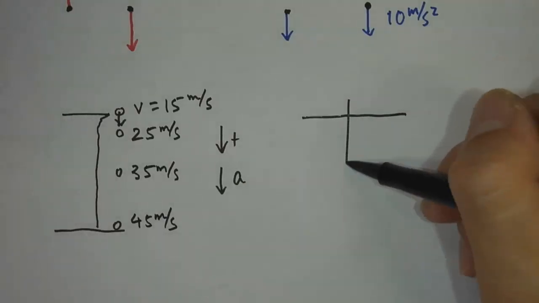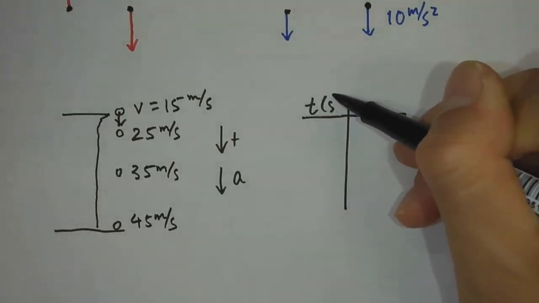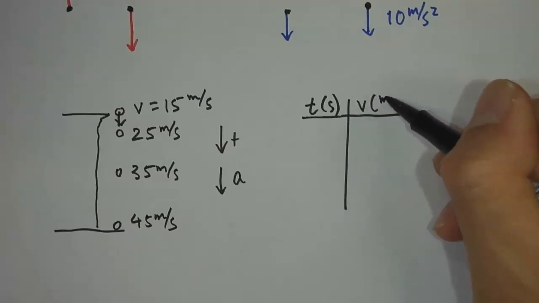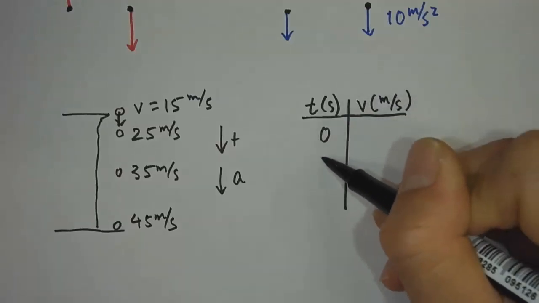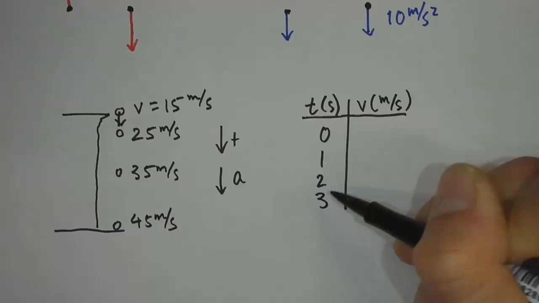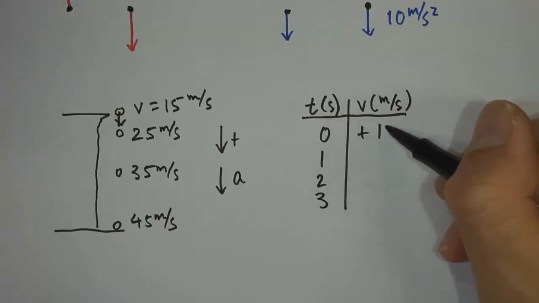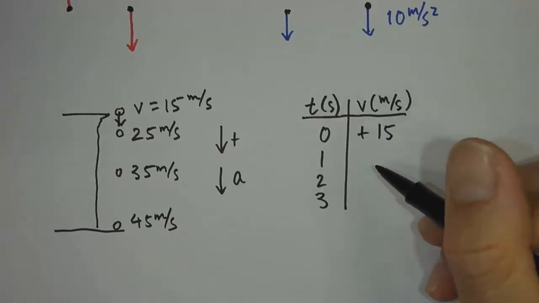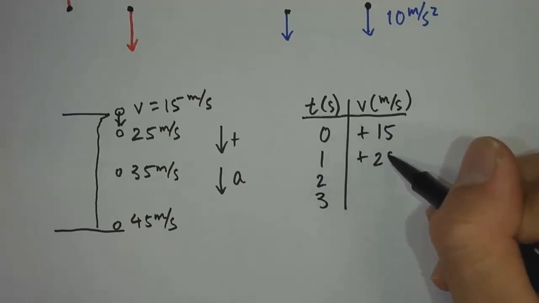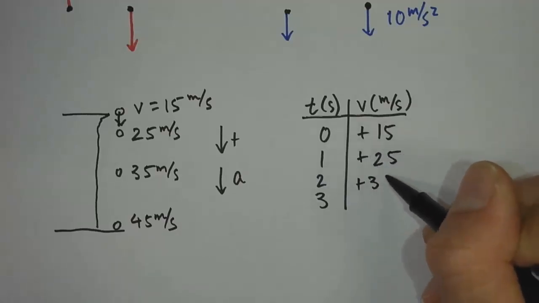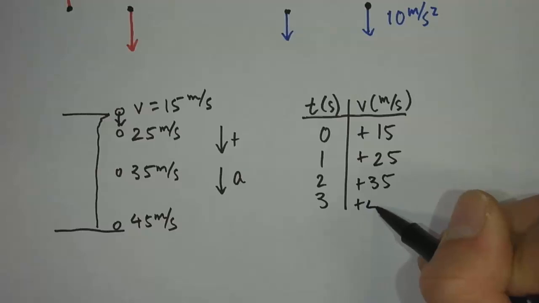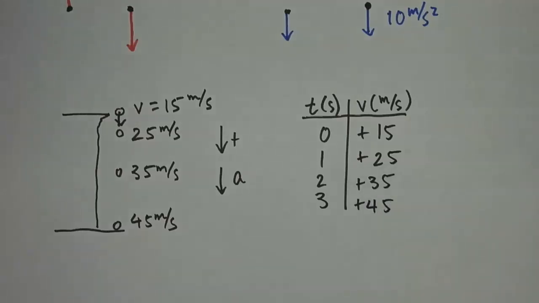I'm going to draw a table once again, time and velocity. I'm going to go from 0 to 3 seconds, and we start off with a positive 15 meters per second, positive 25 meters per second, positive 35 meters per second, positive 45 meters per second.